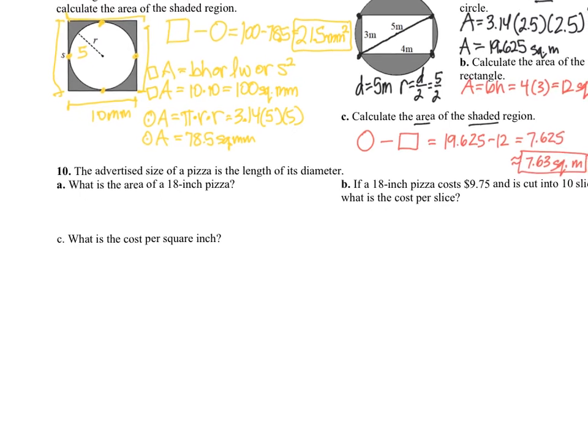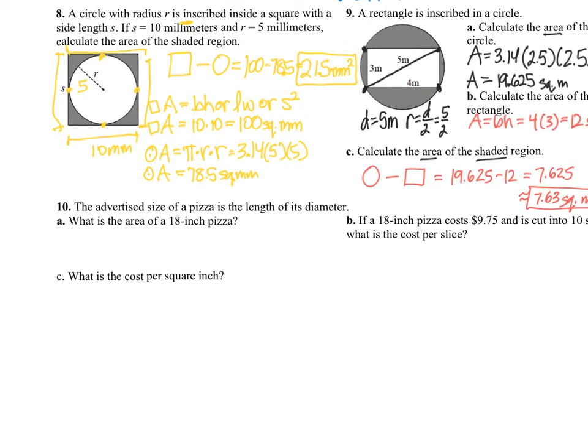Number 10. Oh yeah, this is the whole pizza. Which is the better buy maybe? The advertised size of a pizza is the length of its diameter. So size of pizza, diameter. What is the area of an 18-inch pizza? Well, we know that we need radius. So radius, since it's diameter divided by 2, is going to be 18 divided by 2, which is 9 inches. So area equals pi times radius squared, which is 3.14 times 9 times 9.